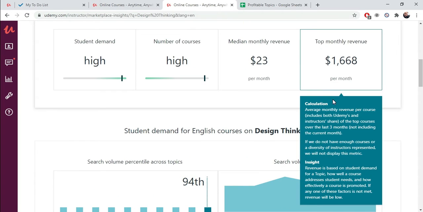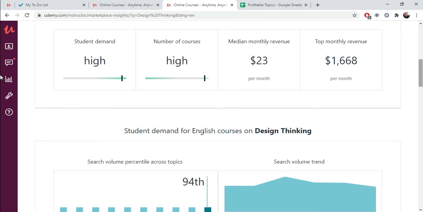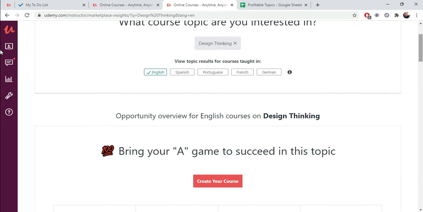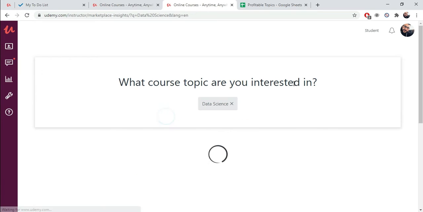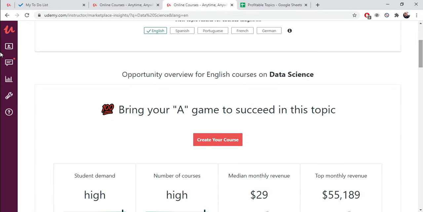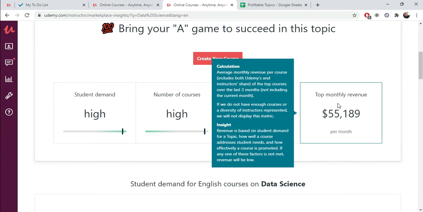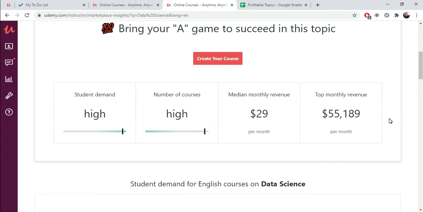Okay, so monthly revenue is not that high. Actually, I could start with the most profitable course topic that I've ever done, and that would be data science. In my experience, the most competitive course topic that I've ever worked with. I've had a data science team that I've worked with, and we've put together on Udemy over 20 courses. As you can see here, 55,000. This is a very lucrative course topic.